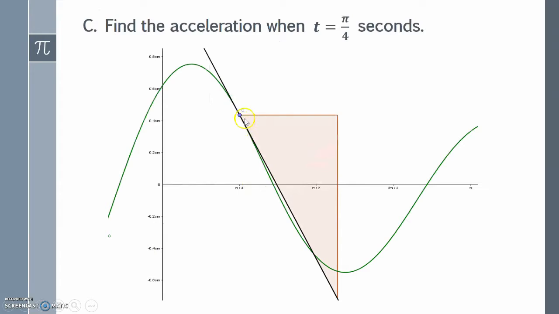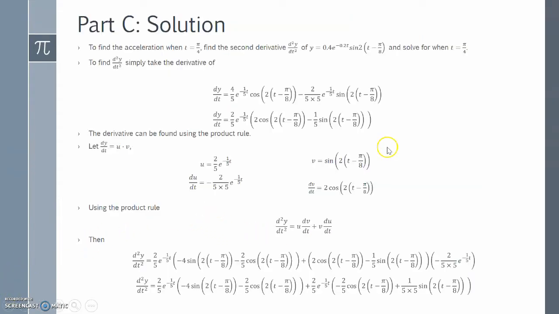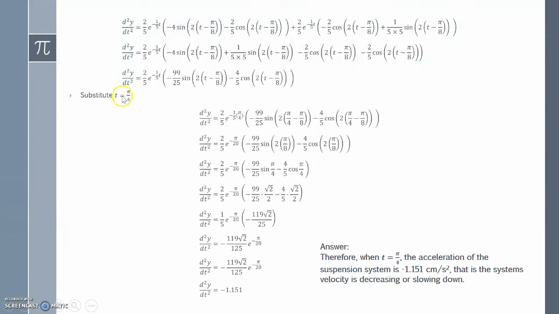So the rate of change is the gradient, as we're all aware. And as we can see here, it is negative. We can now solve this algebraically. Solving Part C is similar to solving Part B. We take the derivative of dy/dt using the product rule, then we substitute the value t equals pi over 4, and jumping straight to the answer, we see that d²y/dt² equals negative 1.151.